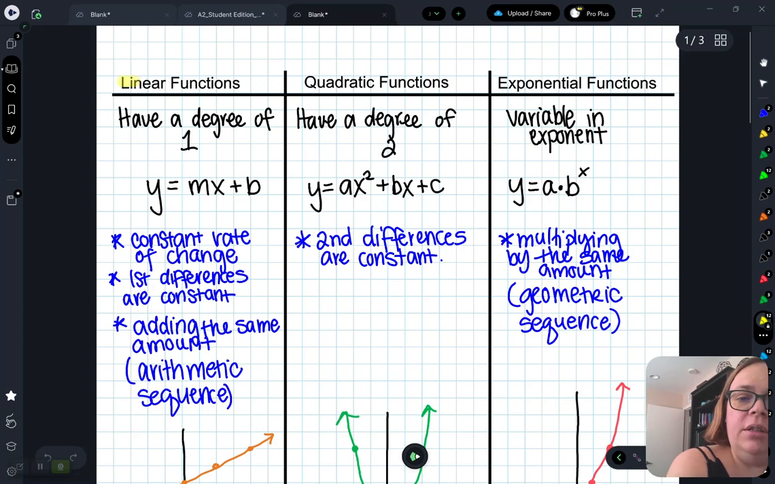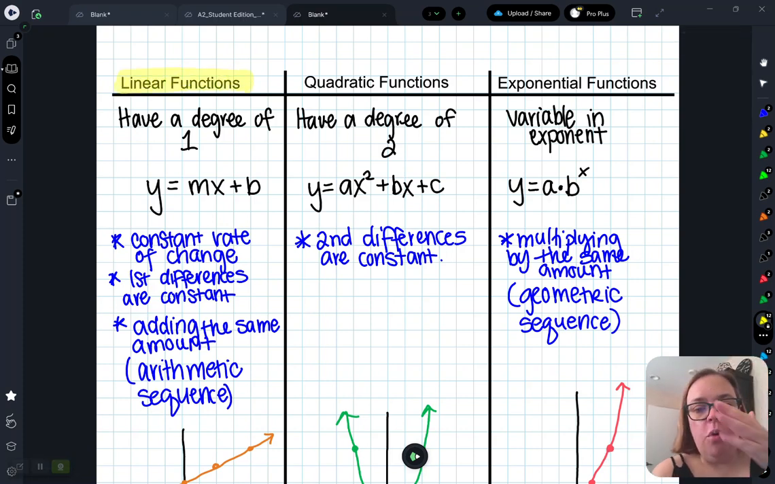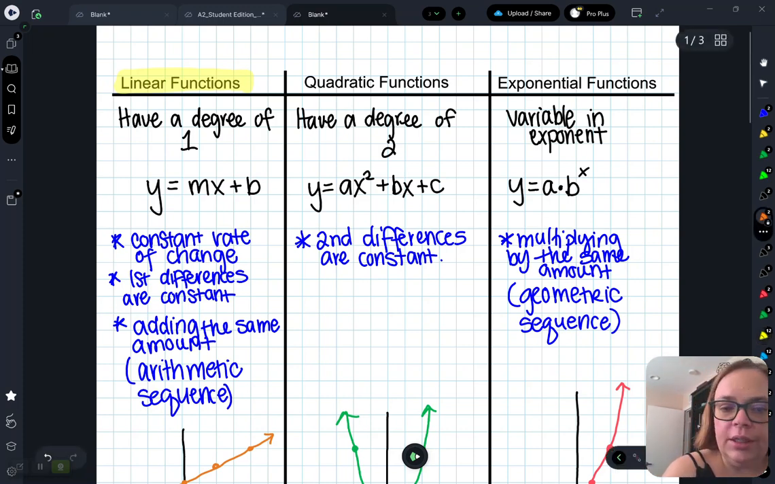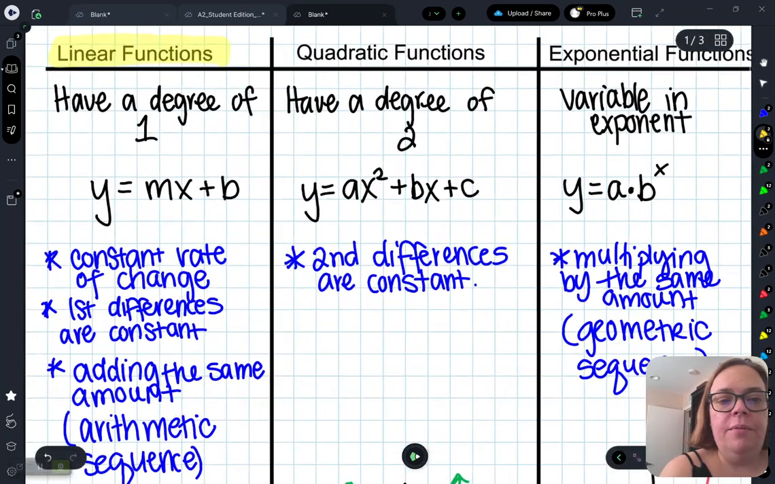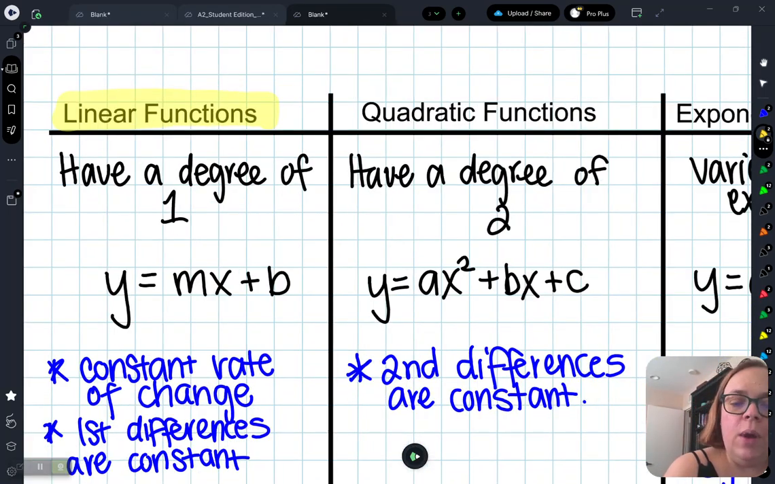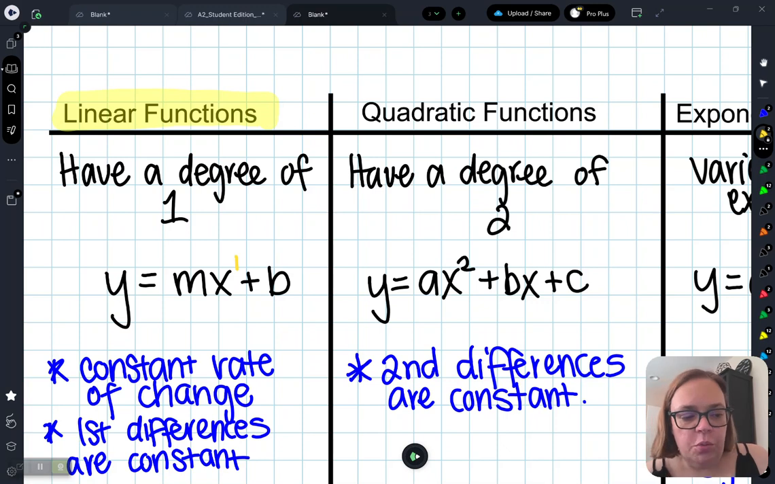Linear functions have a degree of 1. What that means is their highest exponent is a 1. We don't usually see the 1, but you know y equals mx plus b, right? Y equals mx plus b, the x has an exponent of 1. That's why we say it's a first degree polynomial, actually. Now, we haven't gotten too much into polynomials yet, but you've seen polynomials in algebra.